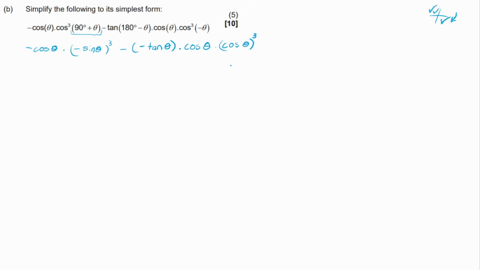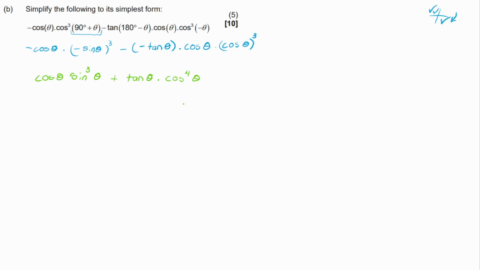Okay, so let's put together what we've got for us here. So actually this negative and that negative are going to cancel. So that's just going to be giving us, let me move to a different color actually, cos theta times sine cubed theta. And then these minuses are going to be canceling. So we're going to get plus tan theta times cos to the power 4 theta.